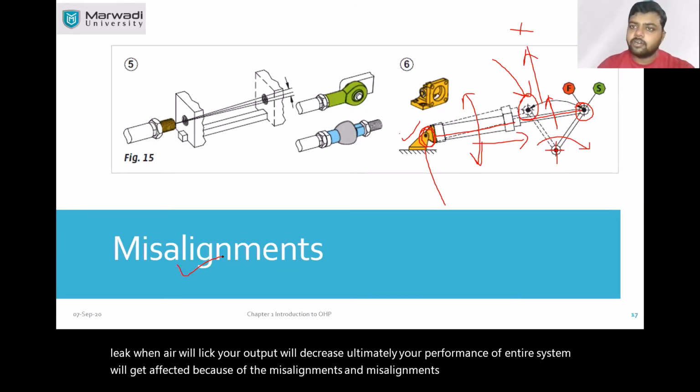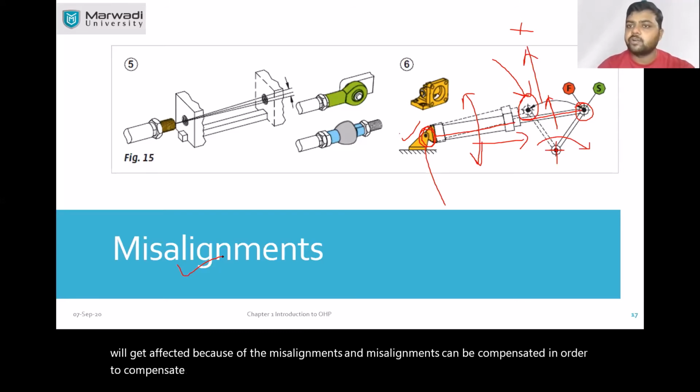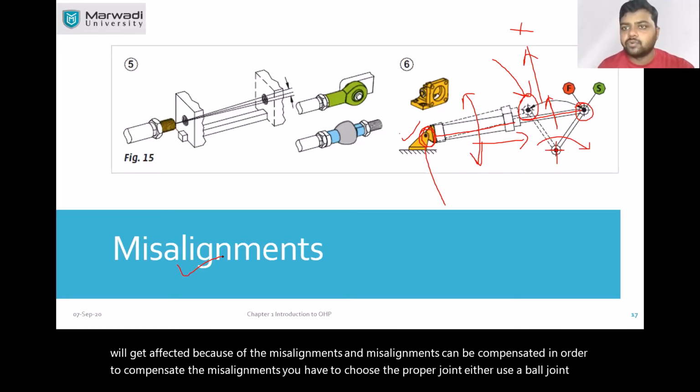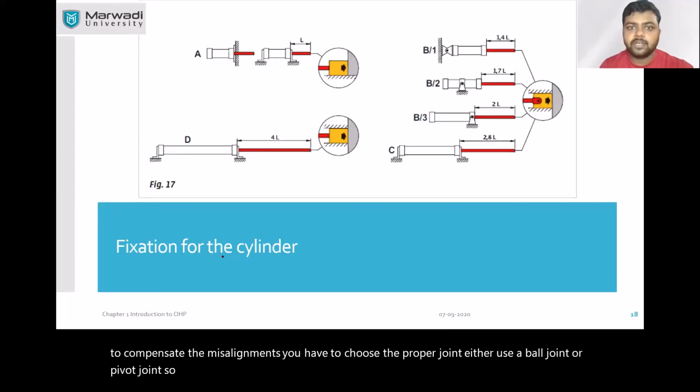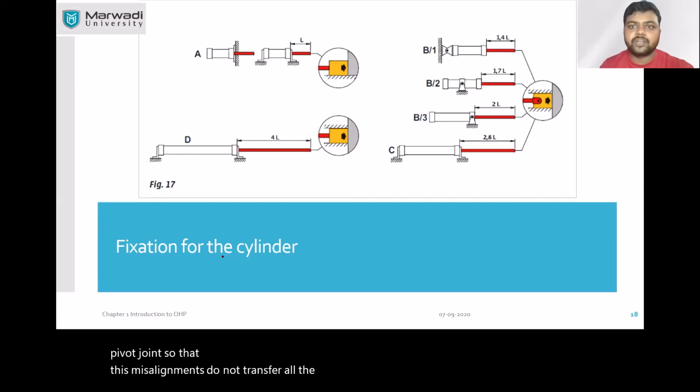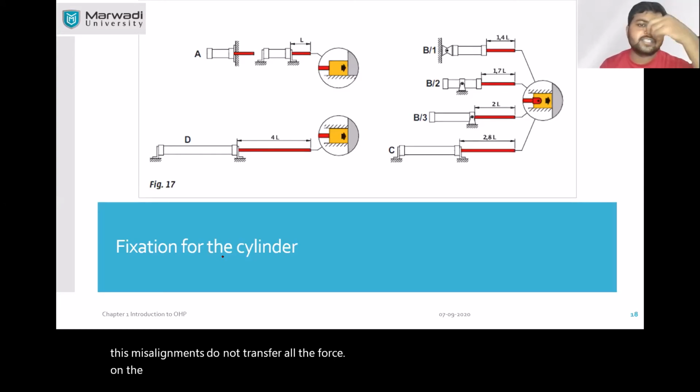Misalignments can be compensated. In order to compensate the misalignment, you have to choose a proper joint, either a ball joint or a pivot joint, so that the misalignment does not transfer all the force to the cylinder rod. That's it. Right now, this is a sort of discussion on the length of the cylinder.